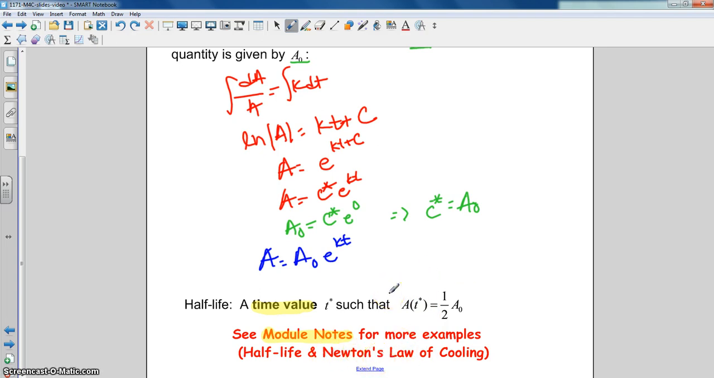Alright, so this has been a basic introduction to separation of variables. We will hopefully get some more practice on this in class and in WeBWorK.